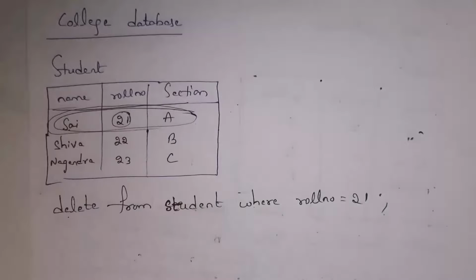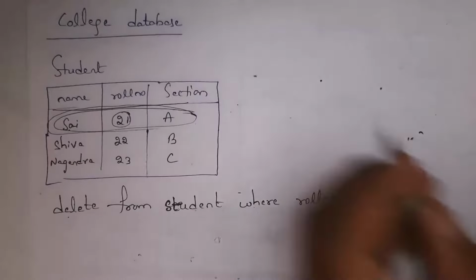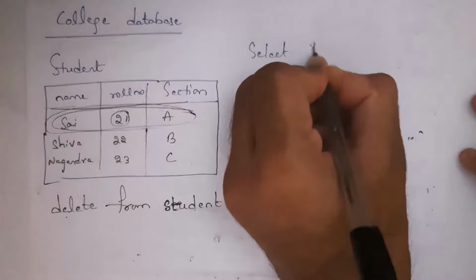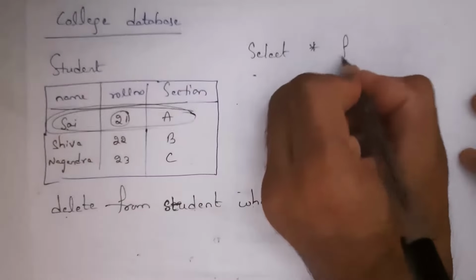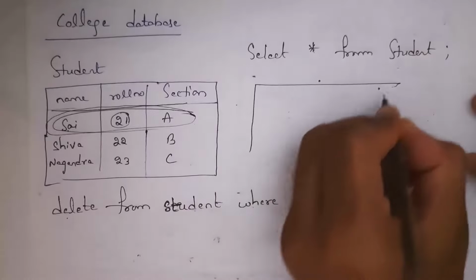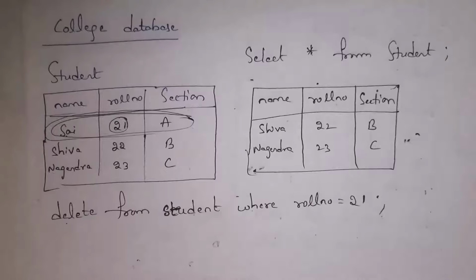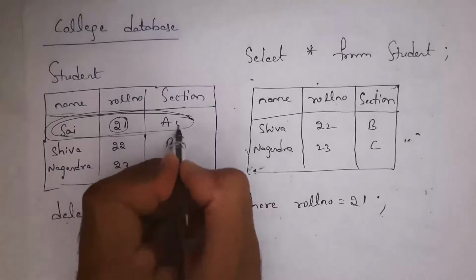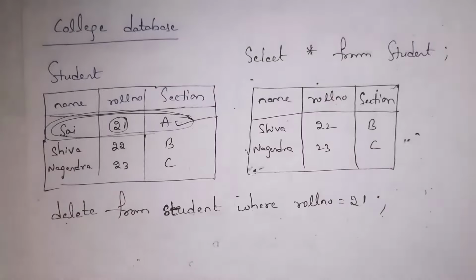Now I want to check whether the record is deleted or not. So for that purpose you need to write select star, where star means complete columns, from table name student. Whenever you write this code and click enter, it will display the complete student table. And you can see only 2 records because Sai's record is deleted. So it will display only 2 records as output. This is how we delete data by using the delete command.